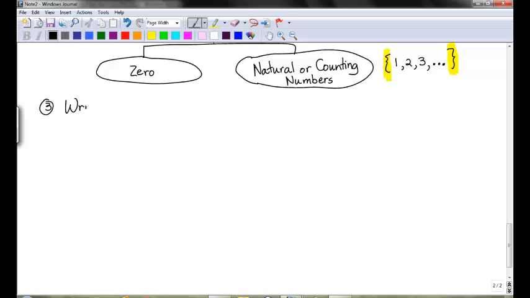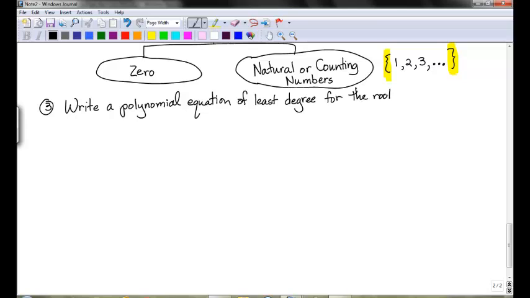Now, with that in mind, the author is going to give you another example to work. In the directions, it says write a polynomial equation of least degree for the roots 3i, 5, and negative 4.